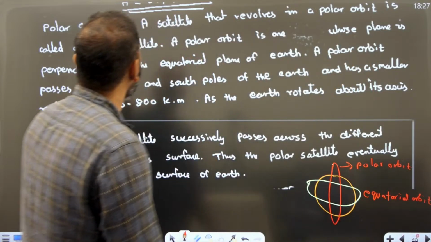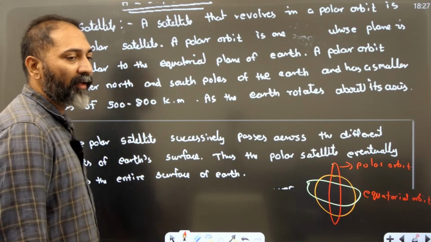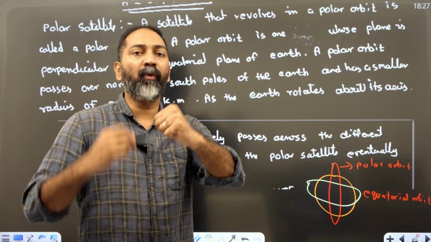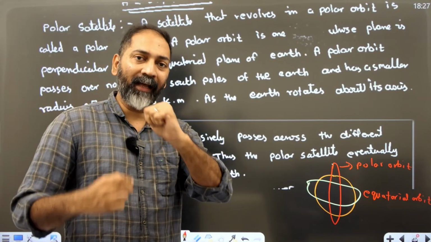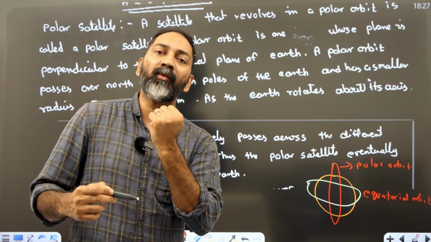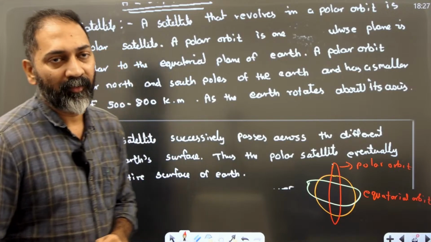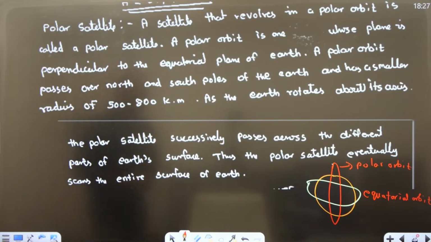What is the advantage of a polar satellite? A polar satellite revolves around the poles, and as it revolves around the poles, Earth rotates about its own axis. So the advantage of a polar orbit is that the whole Earth can be scanned. So it is used for military purposes.